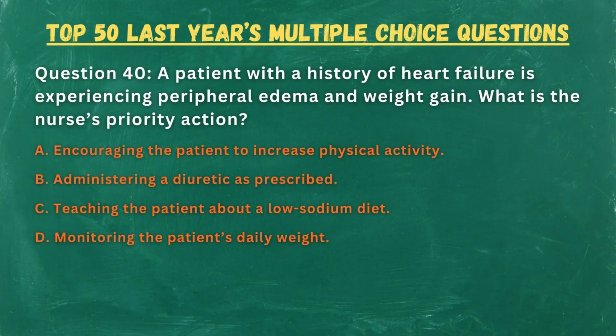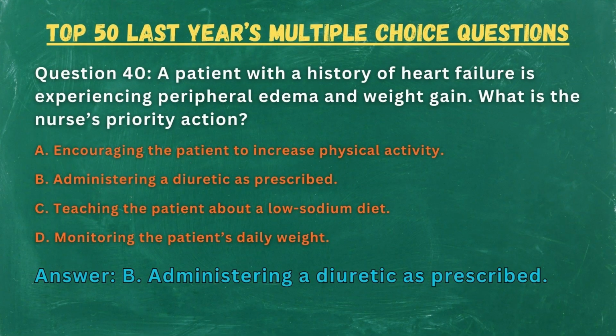Question 40. A patient with a history of heart failure is experiencing peripheral edema and weight gain. What is the nurse's priority action? A. Encouraging the patient to increase physical activity. B. Administering a diuretic as prescribed. C. Teaching the patient about a low-sodium diet. D. Monitoring the patient's daily weight. Answer: B. Administering a diuretic as prescribed.